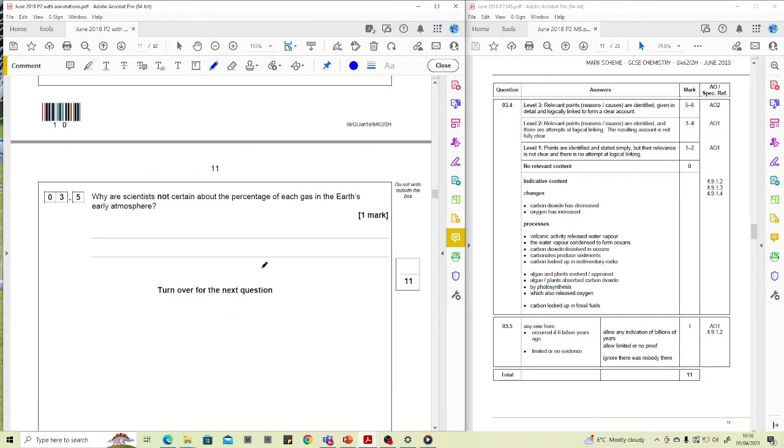Okay, question 3.5. Why are scientists not certain about the percentage of each gas? Okay, so there is limited evidence. So remember, when you are making a judgment about things in working scientifically, purple pages will advise you about this as well. Limited evidence is always a good thing to say for this style of question.